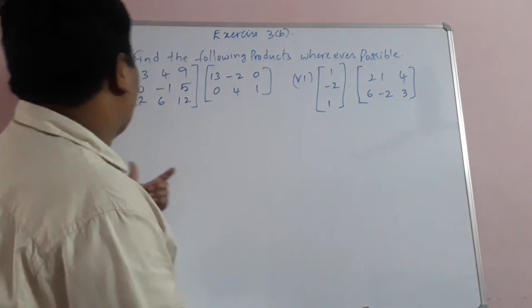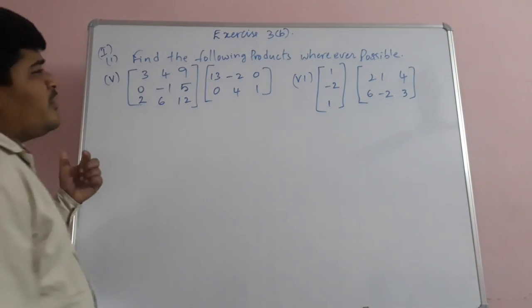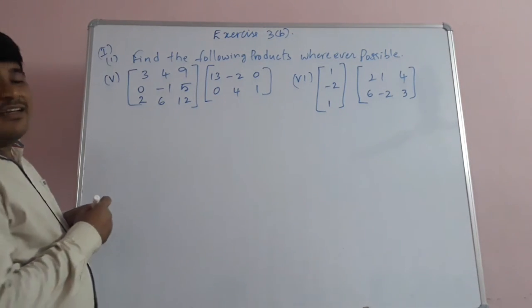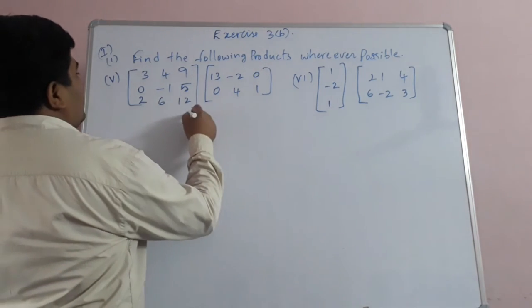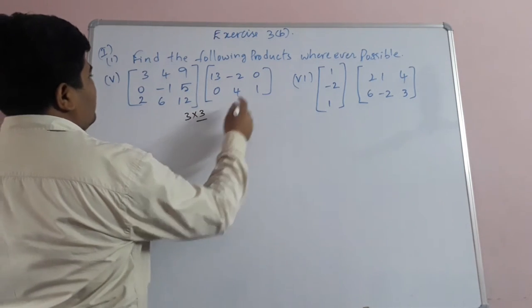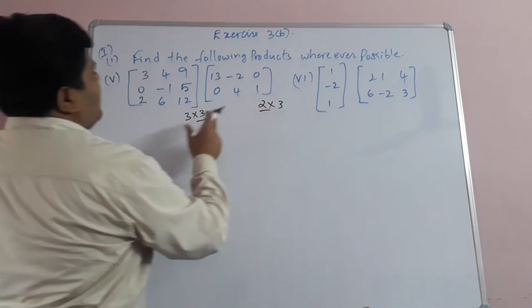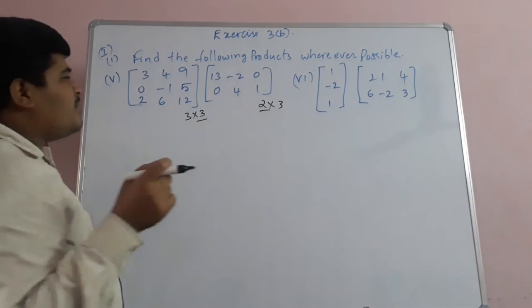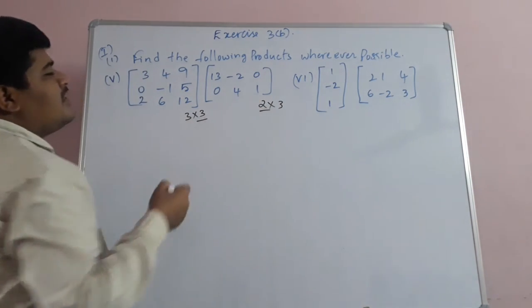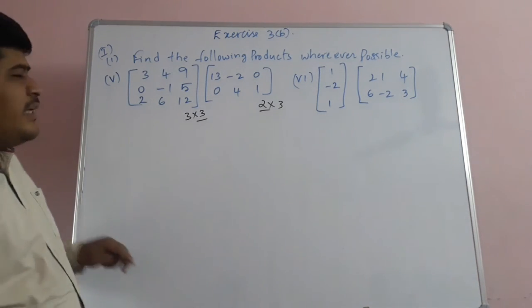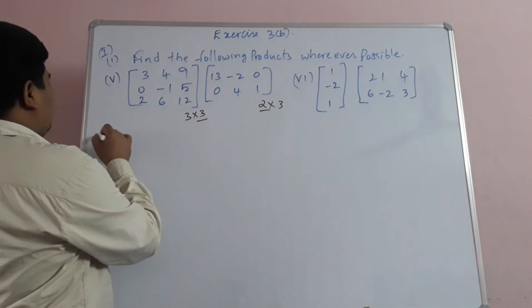Children, let's see problem number 5 in the first bit. Find the following products wherever it's possible. Here let's see the order. Its order is 3 by 3, children, meaning the number of columns is 3. The other's order is 2 by 3, children. So the number of columns in the first matrix is not equal to the number of rows in the second matrix. So multiplication is not possible here. Write the reason here.